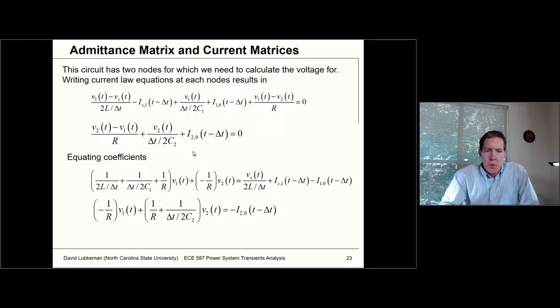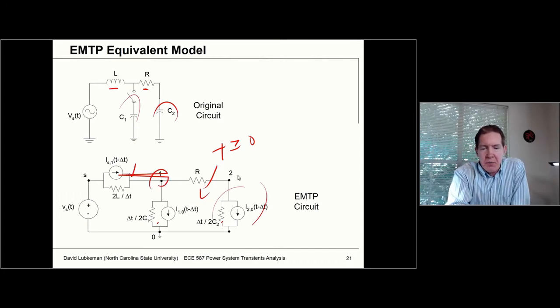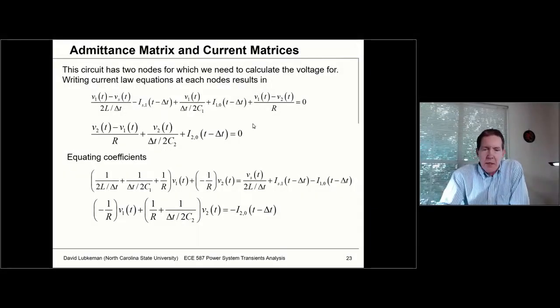So what I'm going to do is, once I have this model in EMTP format, then I've got two Kirchhoff current law equations to write. I've got one for node number 1, I've got one for node number 2. And basically what I'm going to do is write these Kirchhoff current law equations out.